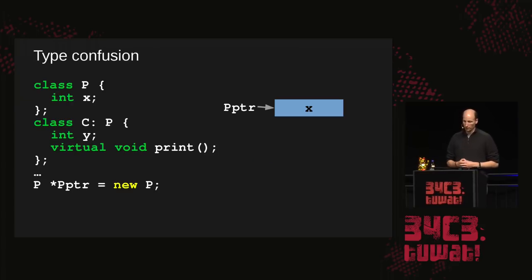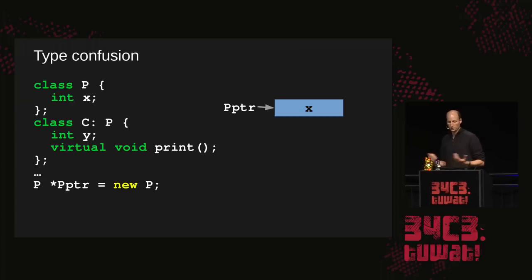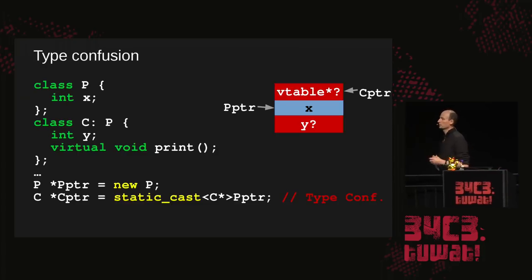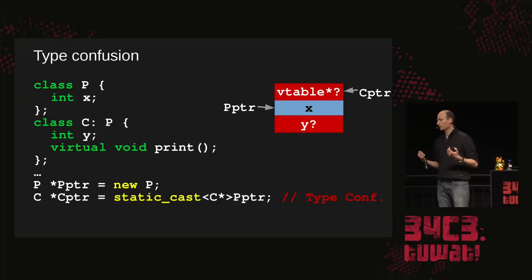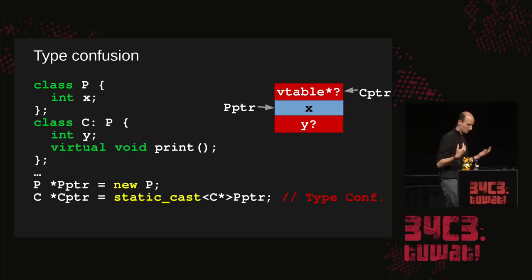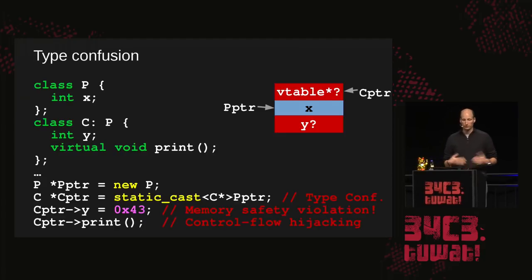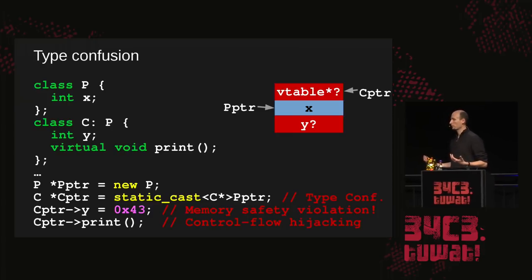Now, let's assume we allocate a P object, a parent object, and we have a pointer to it. If we do a static cast into a C pointer, the C pointer ends up pointing above the actual object. And the underlying data at that location would be reinterpreted as a VTable pointer, along with the Y integer that could then be read and written, which would expose the underlying memory. So this leads to a memory safety violation and control flow hijacking after a type confusion.